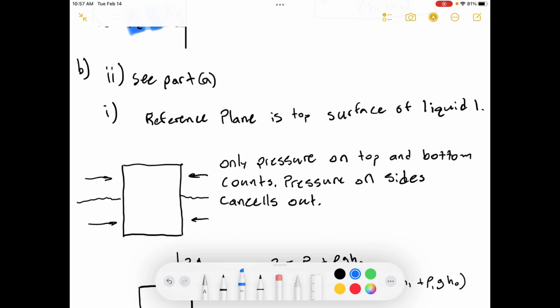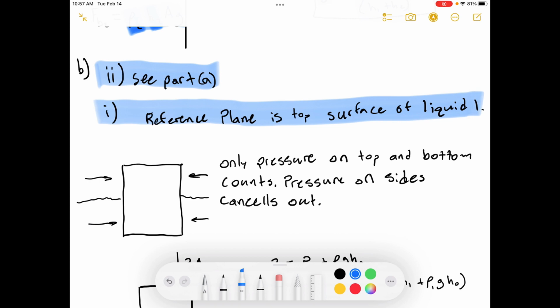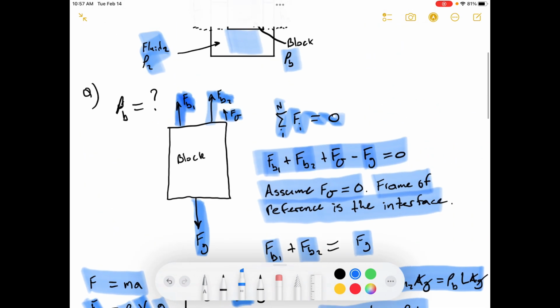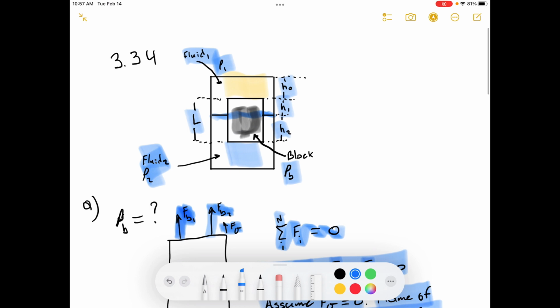Okay, so we already did part 2, that's part A, where we looked at the force balance due to the buoyancy forces. Okay, so part 1, the reference plane I'm going to say is the top. The reference plane is the top right here of surface fluid number 1.